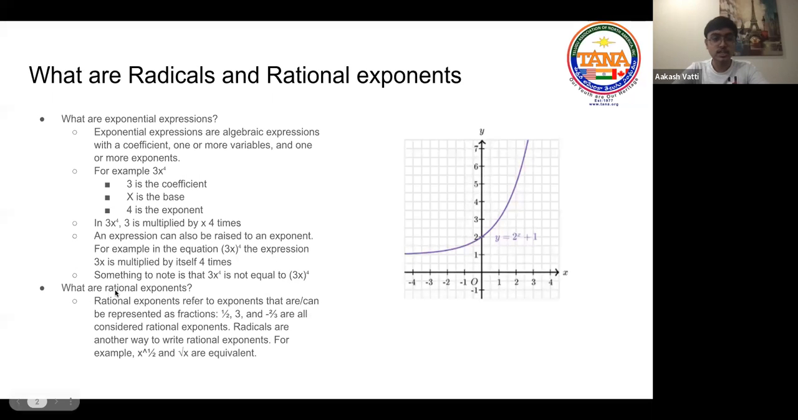So what are rational exponents? Rational exponents are exponents that can be represented as fractions, such as 1/2. Technically the 3, as 3/1, and the -2/3 are all considered rational exponents. Radicals are another way to write rational exponents. For example, x to the 1/2 and the square root of x are equivalent. On the side is just a graph of, I guess, a radical. Oh no, an exponential equation.